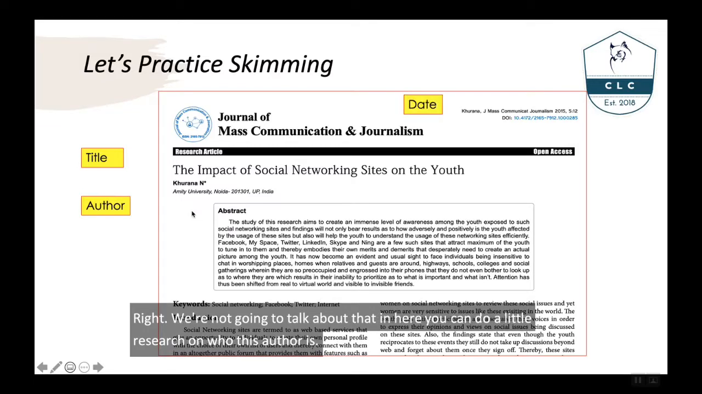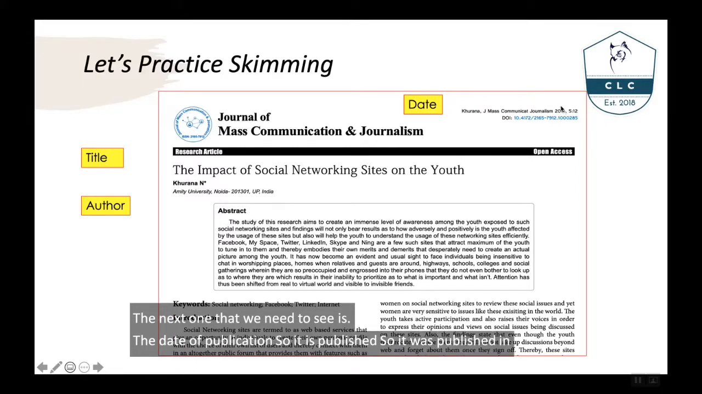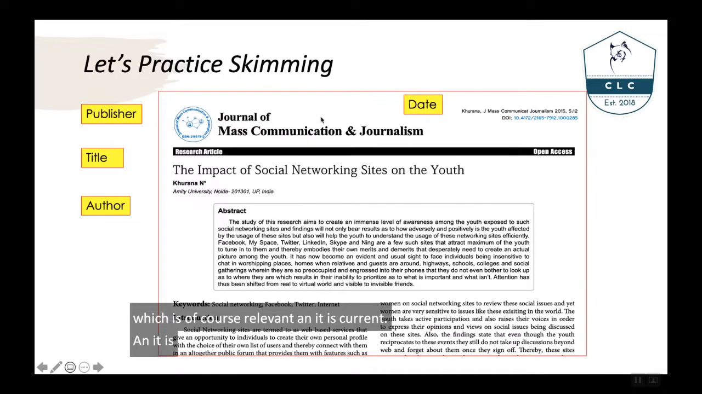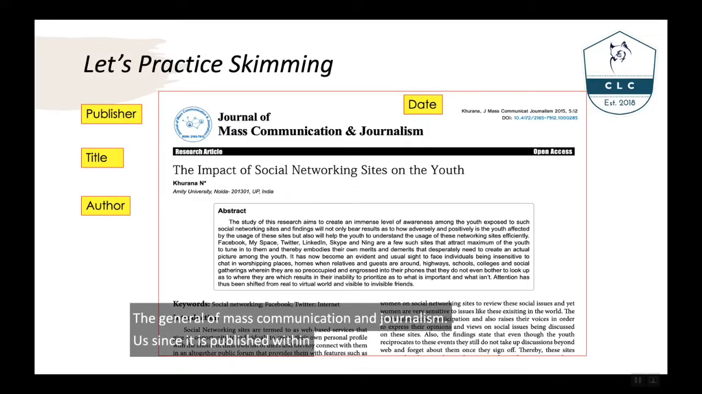The next one that we need to see is the date of publication. It is published in 2015, which is of course relevant and it is current. And it is also published by the Journal of Mass Communication and Journalism. Since it is published within the academic community, this is relevant and we can use this article to support our essay writing activity. The next thing that we're going to see is the abstract.